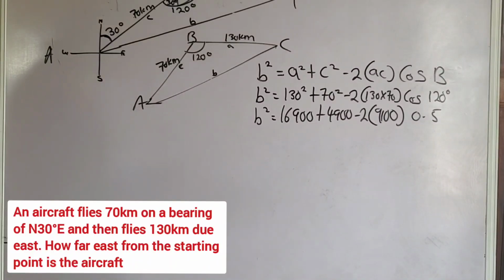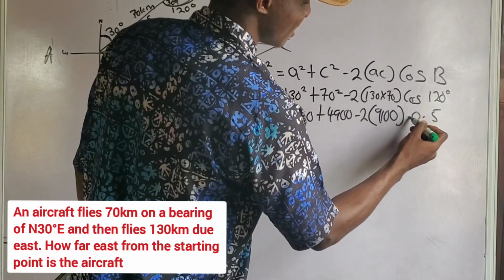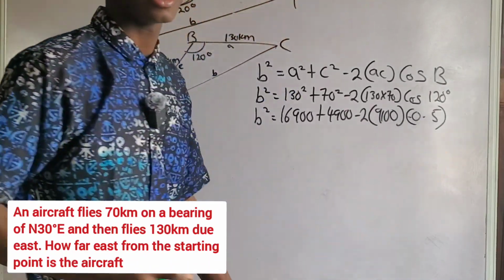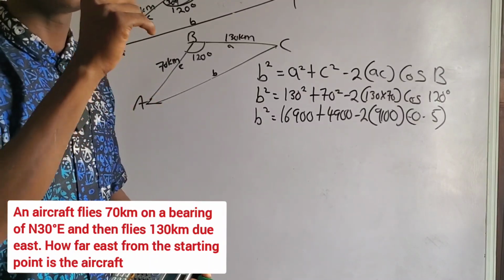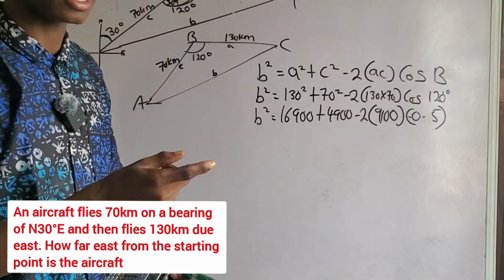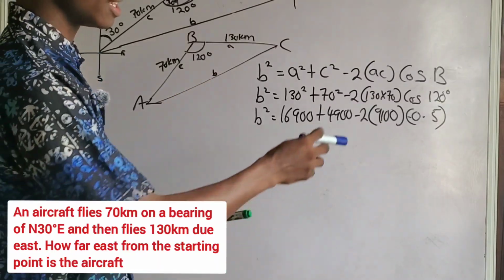Cos 120 is, okay, sorry, it's minus 0.5. Because it is now in the second quadrant, and in the second quadrant only sine is positive, you understand, while other trigonometric ratios are negative. Do you get it? So it is negative 0.5.